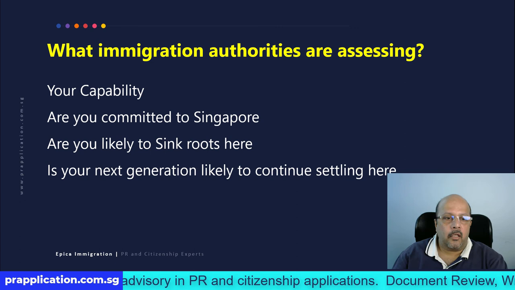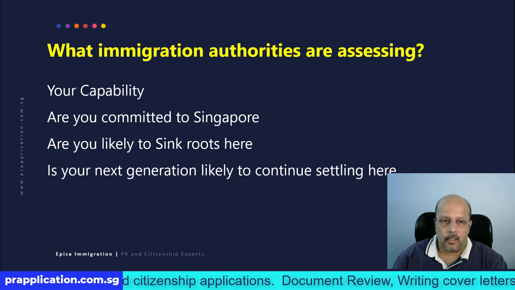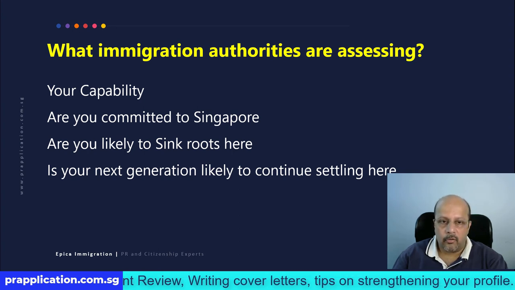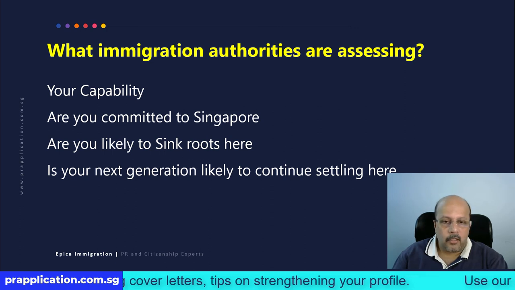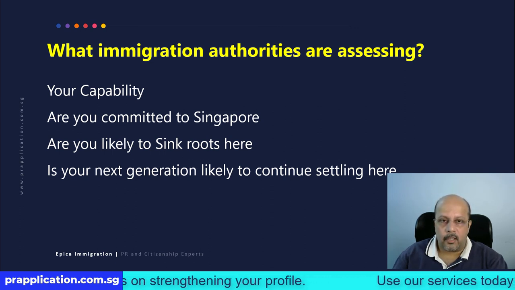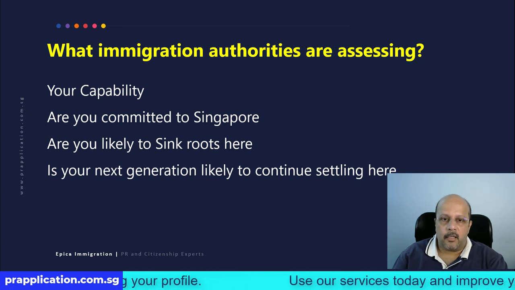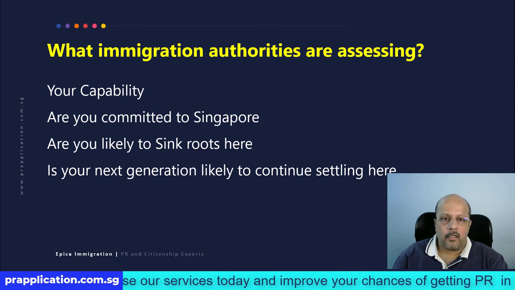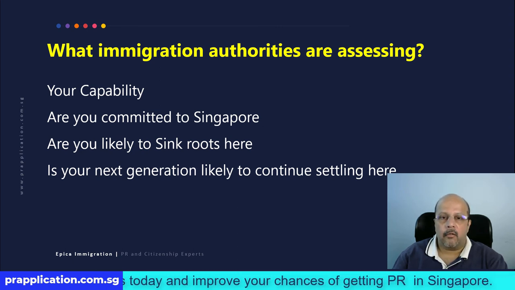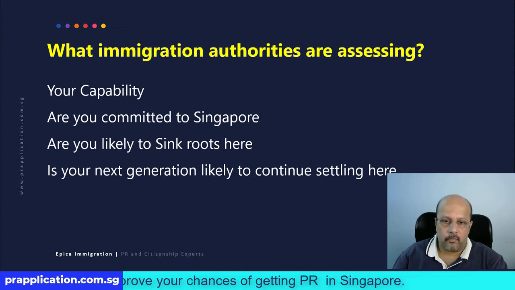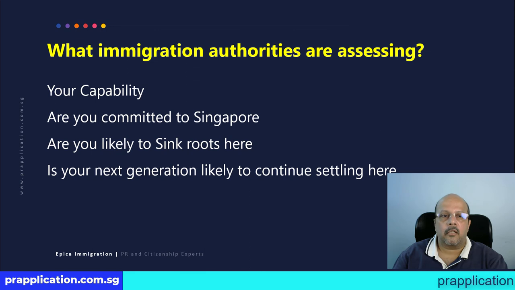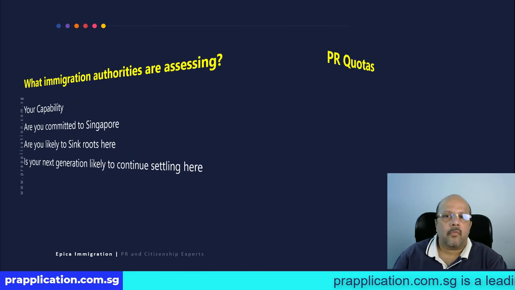And the last point is, is your next generation likely to continue settling here? If you are married, if you have children, then what about the next generation? Will they continue or will they go back? So now imagine a situation that you have a family, and your entire family except the male child is applying for permanent residency. Then in that case, it is obvious to ICA that your male child is not applying because he wants to avoid the national service liability. And then it is also clear that your next generation is not likely to continue settling, so obviously they have less inclination to approve such a PR application.